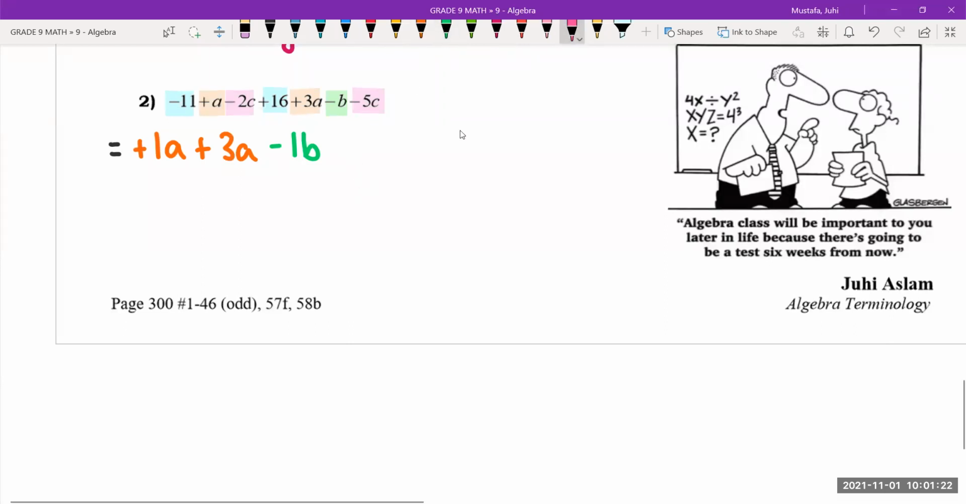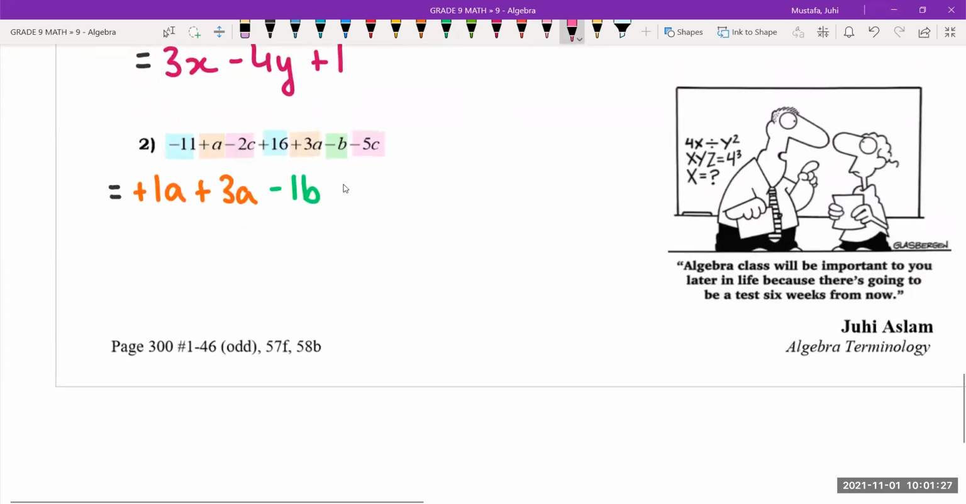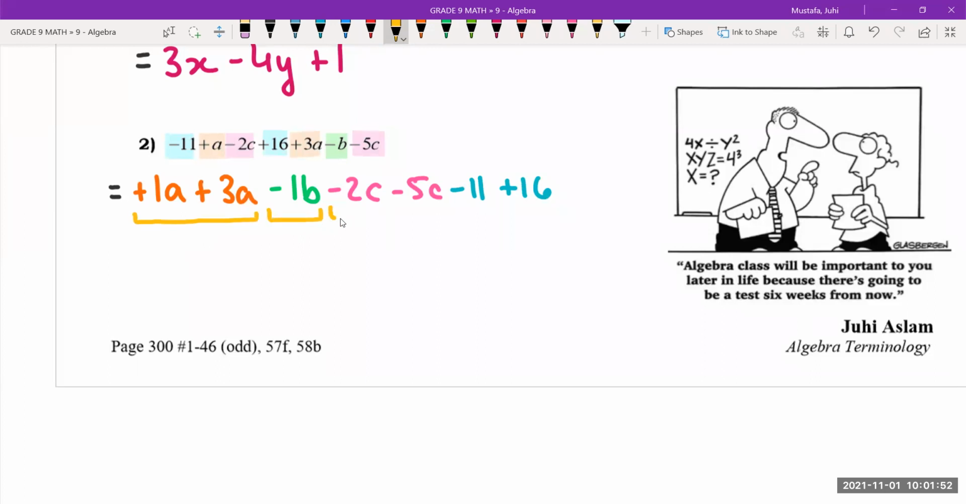What did you guys get for C's? What are the two C's that you have? Saoirse? Negative 2C and negative 5C. Yep. And then what did you get for the constants? Good. Now I'm allowed to add my A's together. I can add the B, which doesn't have anything with it, the C's, and then the constants. And I'm going to put them all together and see what I get.